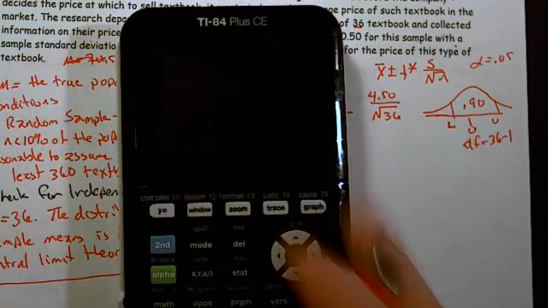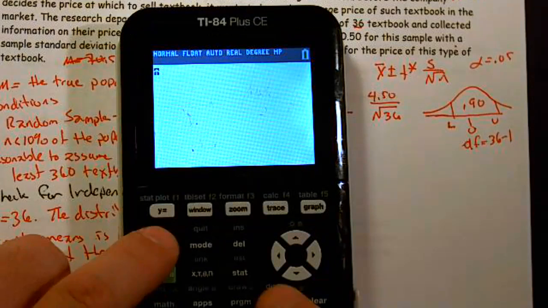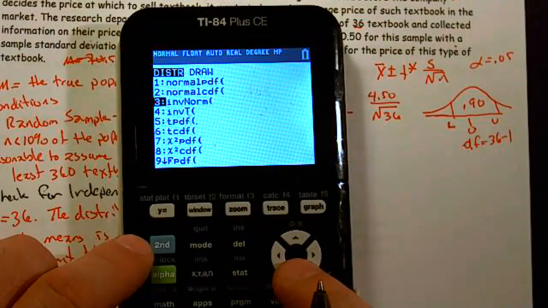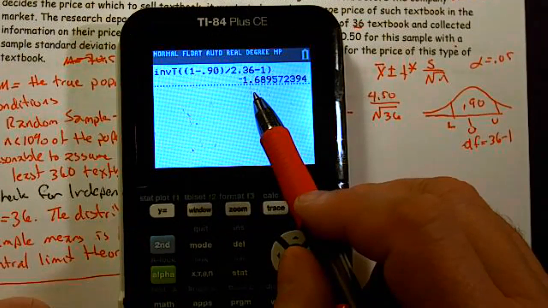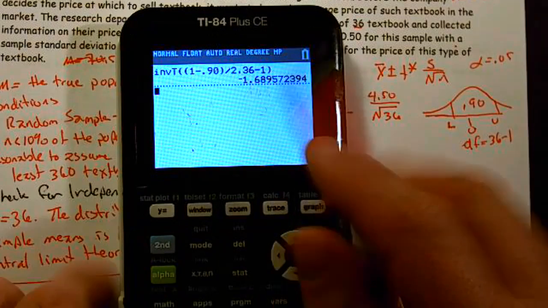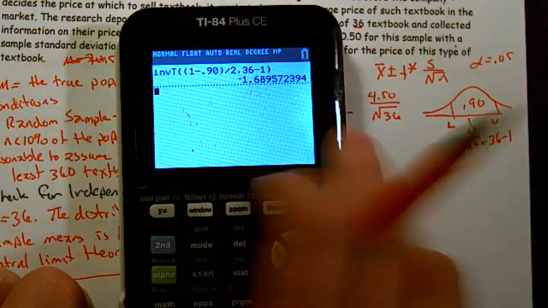So here we go to get our t star. Second vars, inverse t, parenthesis 1 minus 0.90, close parenthesis, divided by 2, degrees of freedom, 36 minus 1, or you could just type in 35. And we get a t star of about 1.6895.